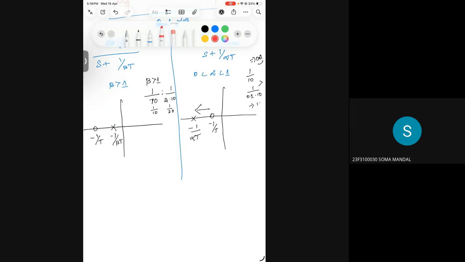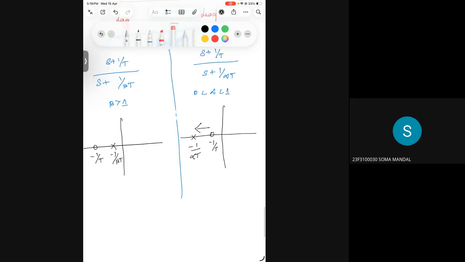Ma'am, therefore the value of alpha and beta depends. Yeah, because of the values of alpha and beta, the position of your zeros and poles is interchanged in your lead and lag compensator. That's what I'm trying to say.